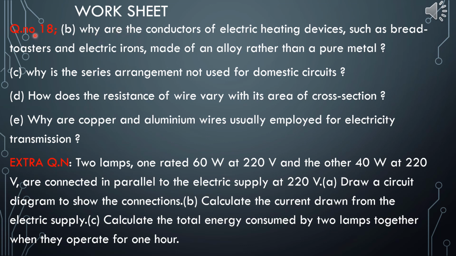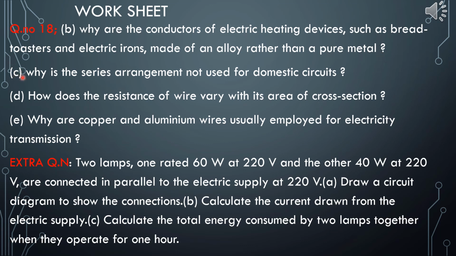Children, this is the last worksheet of this lesson that I have given. Question number 18 from the NCERT textbook. Question number 18A I already gave in the earlier worksheet. Now question number 18B. Why are the conductors of electric heating devices such as bread toasters and electric iron made of an alloy rather than a pure metal? You need to think about why alloys are much preferable. That we have already discussed in the previous video. Refer to it and write the answer.